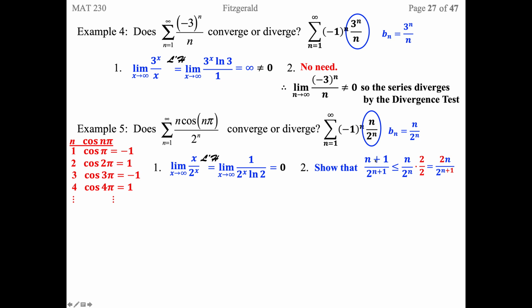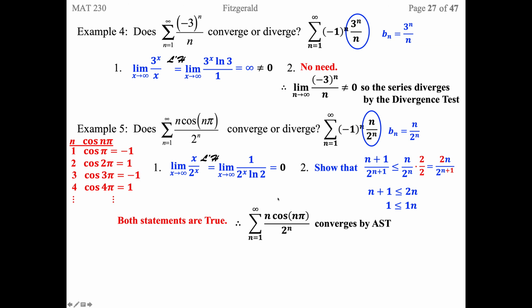So therefore, I now have n plus 1 is less than or equal to 2n. Well, if I subtract over the n, that's 1 is less than or equal to 1n, and that's going to be true for all my n. So both statements are true. Therefore, our original series will converge by the alternating series test. And again, yes, you write this all down on the test.